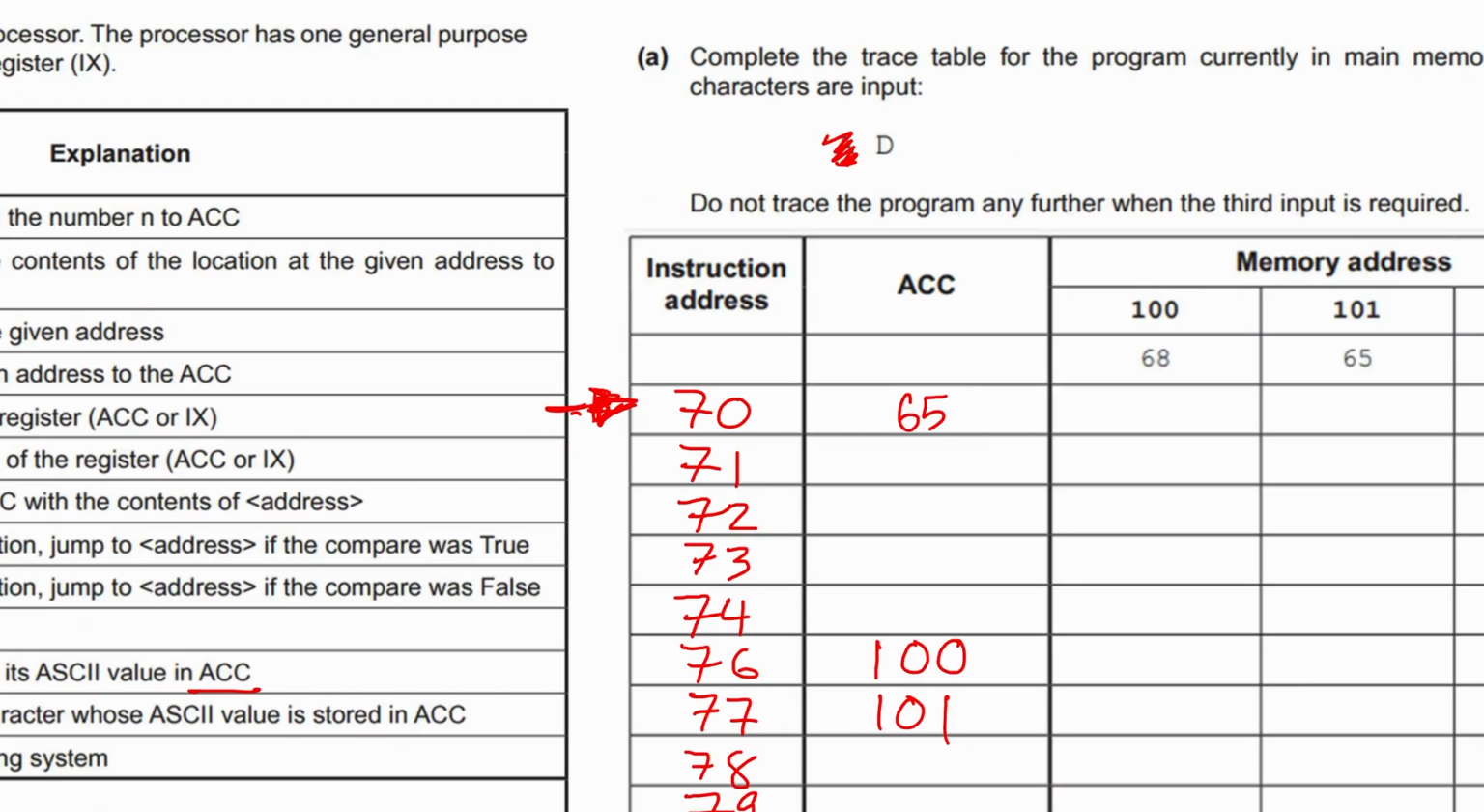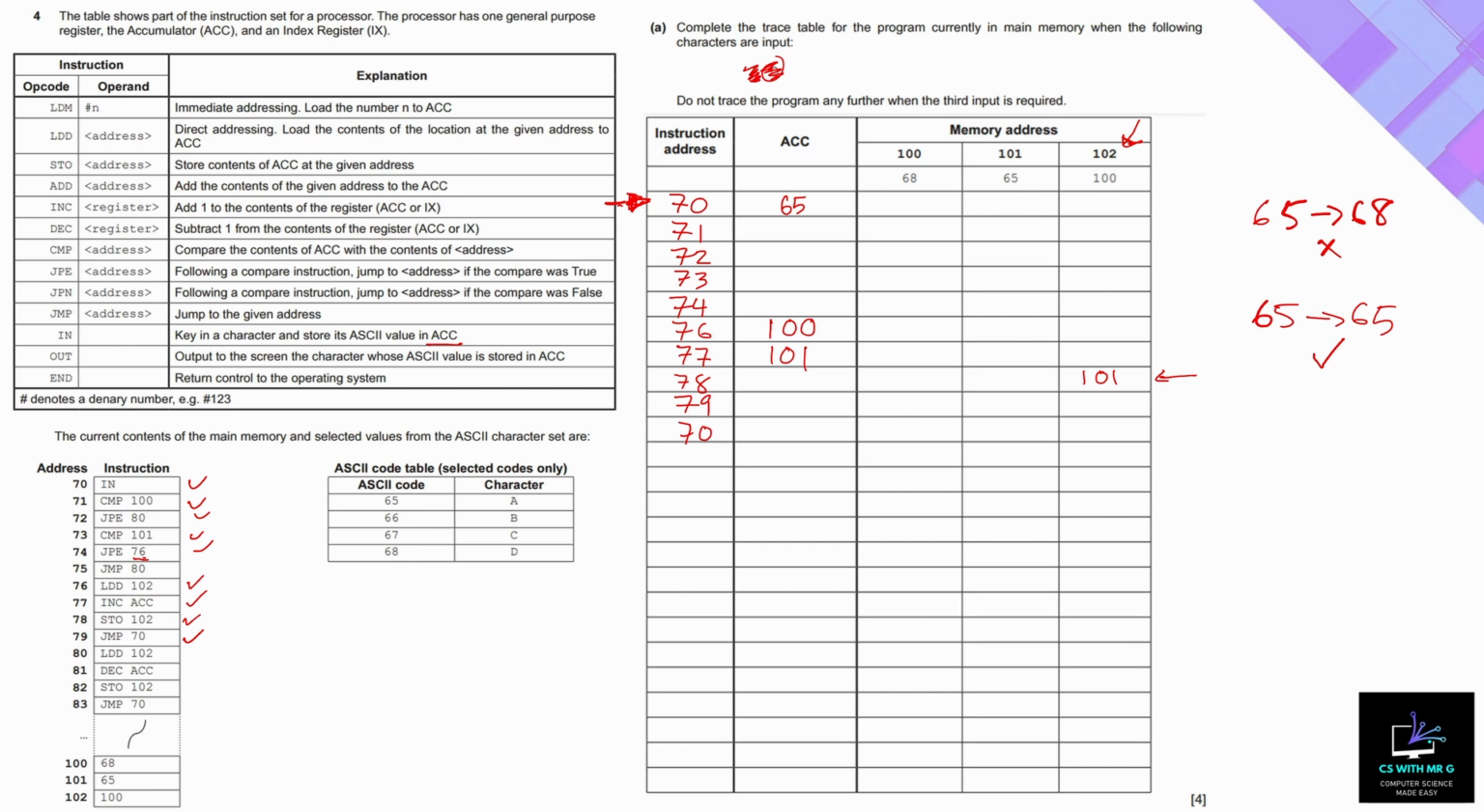Now we need to input more data. So here we can see the letter D is being input. In means the ASCII value. So D is 68, and we need to store this value in the accumulator. 68 goes there. We then go to line 71, which was CMP 100. Hopefully you're getting into the habit now, guys, because we've done all these instructions before. So line number 71, compare the accumulator with 100. As we can see, 100 contains 68. 68 compared with 68 in the accumulator is true.